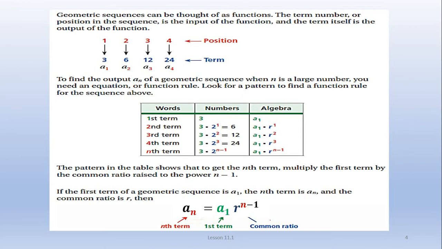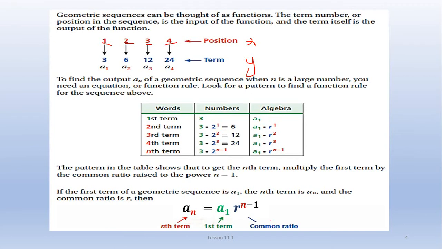So here they told you that in this sequence the position of the term is term number 1, term number 2, term number 3, term number 4. These are the input. The position is the input, which is the x that we took before. And the term itself is the output, which is y.